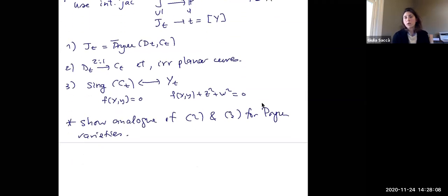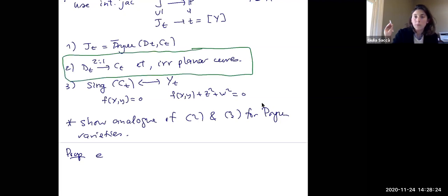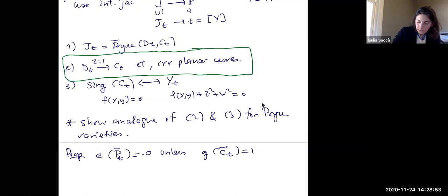And this time, instead of counting rational curves, we're counting elliptic curves. And so the statement is the following, with these assumptions: I have an étale double cover of irreducible planar curves, and I have a relative Prym variety. It's canonically defined under those assumptions. The Euler number of the corresponding Prym is equal to zero unless the genus of the normalization of the curve downstairs is equal to one. And so that was the first statement. And the second statement: if the curve is nodal, then the Euler characteristic of the compactified Prym is also equal to one.